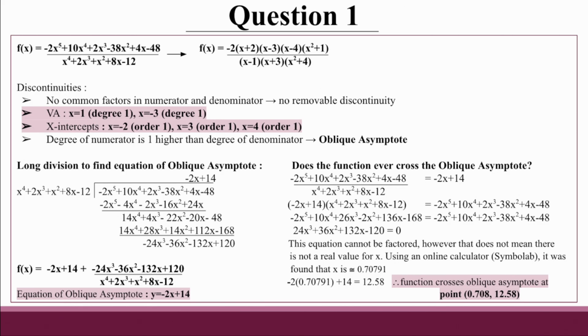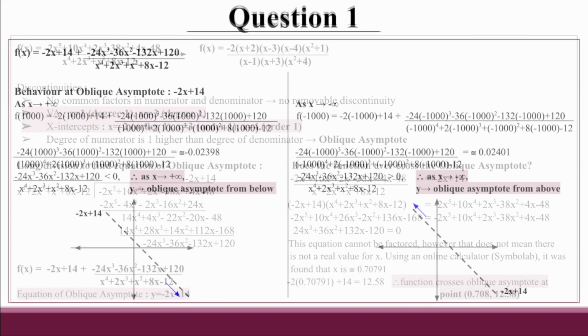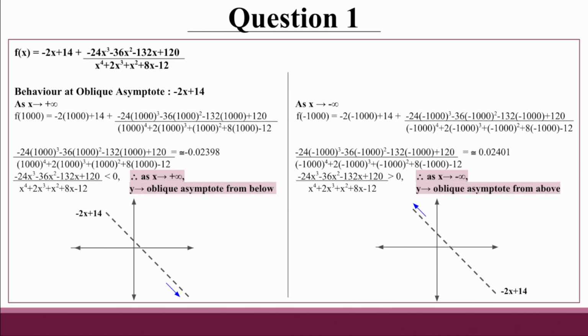By using cross multiplication, we solve for one real value of x. Plugging this value into negative 2x plus 14, we can see that the function crosses the asymptote at point 0.708, 12.58. Now let's take a look at the behavior at the oblique asymptote as x approaches positive infinity.